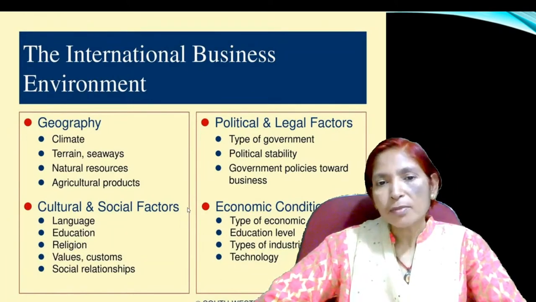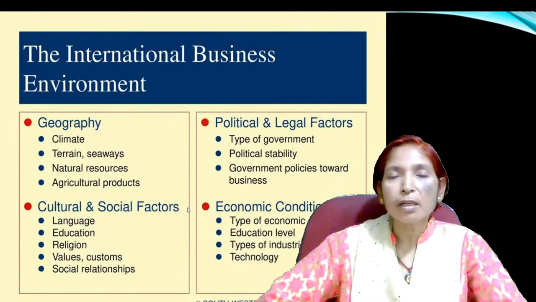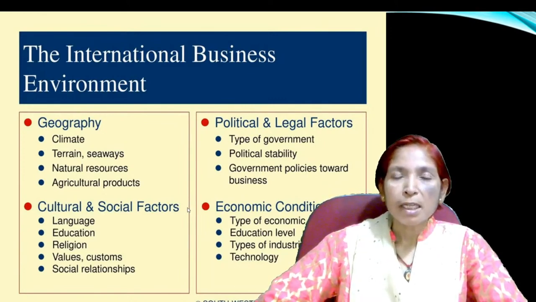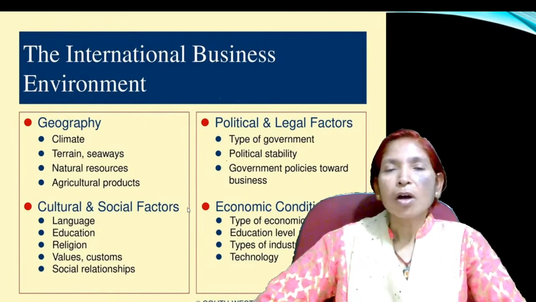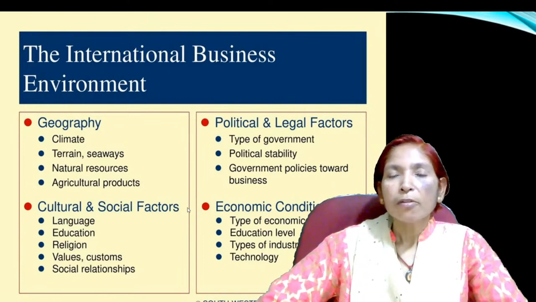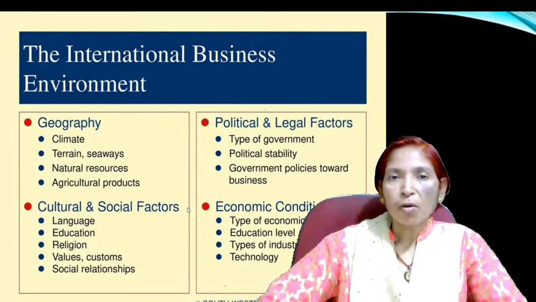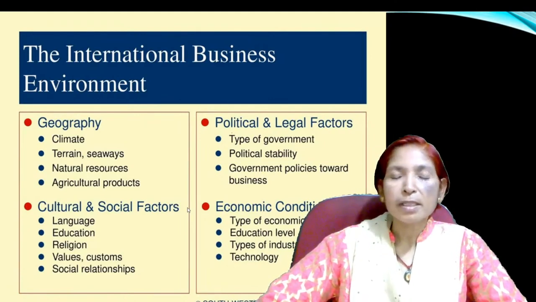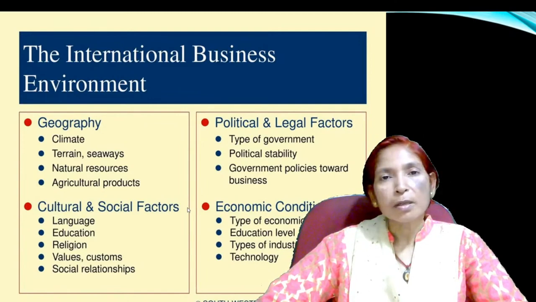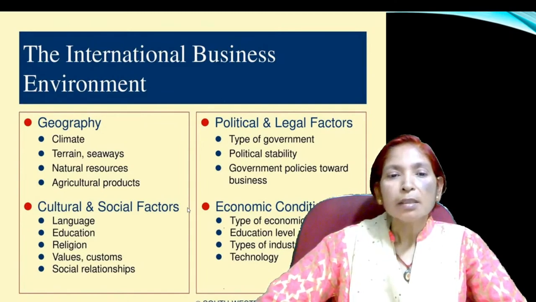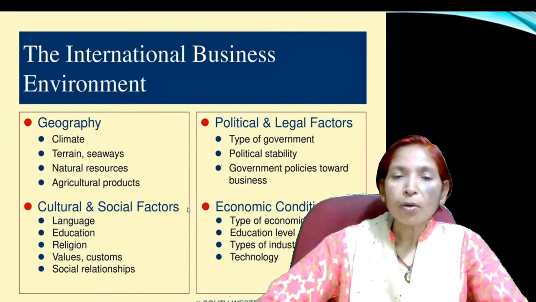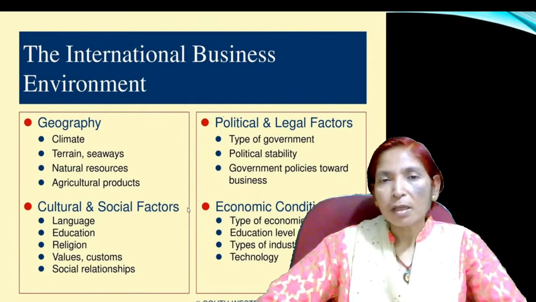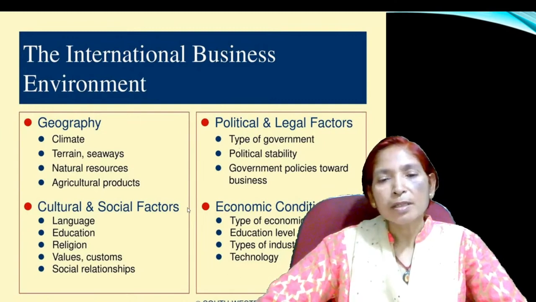In political and legal factors, we include the types of government, what type of government exists in each and every economy. Like in some economies, there is a single government system, where only one party system exists. What type of forces they use to influence the market or business activities. And in the federal government system, three types of government exist: central government, state government, and local government. What type of government exists in the economy and how it affects international business activities.